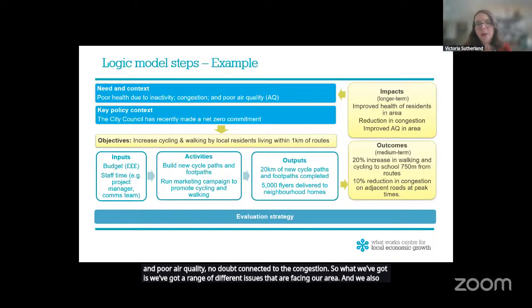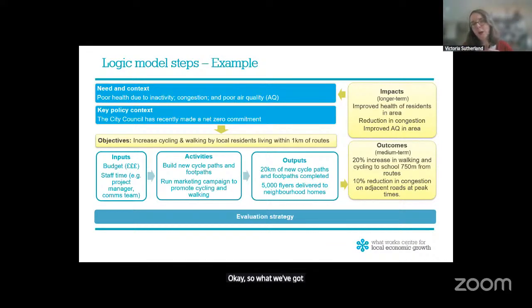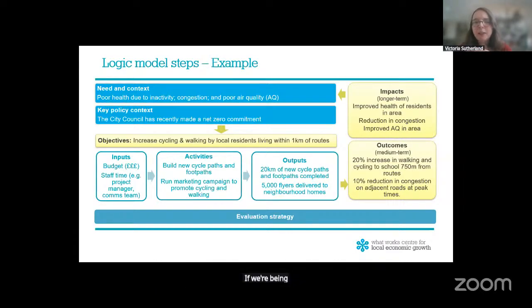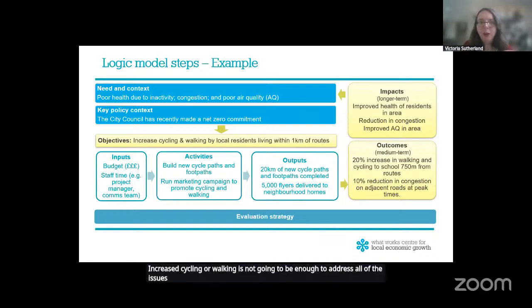And we also know that we're assuming that this is a city, so the City Council has made a net zero commitment. Okay, so what we've got is a policy which is about increasing cycling and walking by local residents within 1 kilometre of some new cycle paths and footpaths. If we're being realistic about this, increased cycling and walking is not going to be enough to address all of the issues due to poor health, congestion, and poor air quality, but it will make a contribution to each of them.